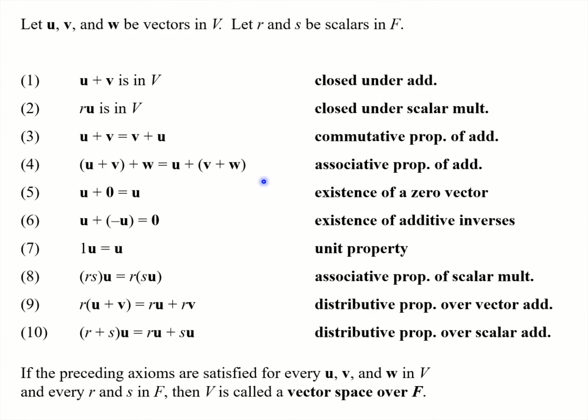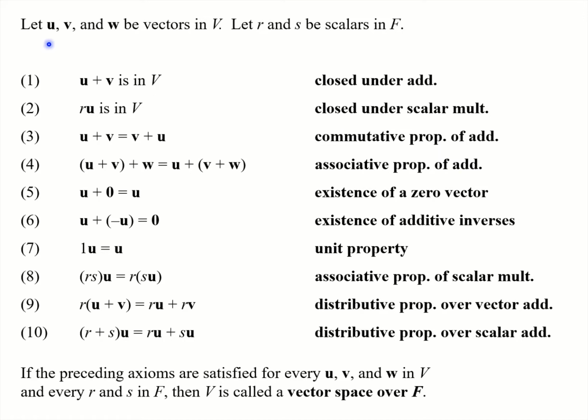Now we are in 4.2. 4.2 is called vector spaces. Let u, v, and w be vectors in V. Let r and s be scalars in F. So these look like the same conditions that we had for vectors in R2 or vectors in R3. But now this is going to be a lot more general.